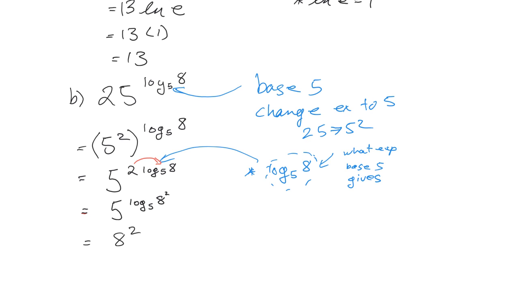So just think about it. This says, give me the exponent that gives me 8 squared with base 5. So that's the exponent, and I have base 5 here. So all I end up with is 8 squared, which gives us a final answer of 64. Now just make sure that you put your answers in a box so that I can clearly see them.